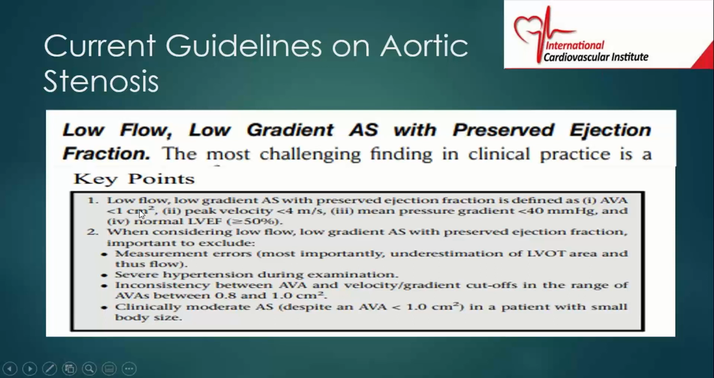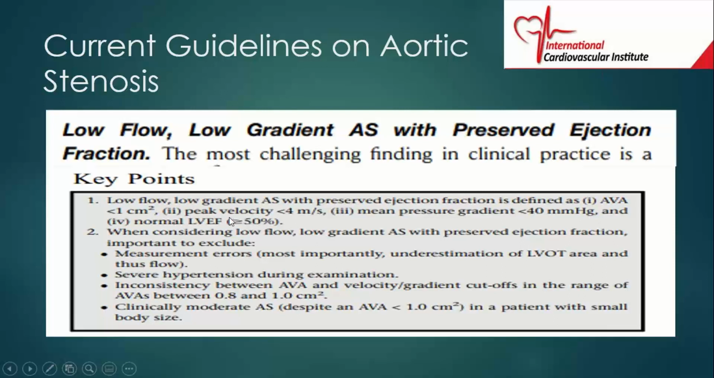So the definition for low flow, low gradient with preserved ejection fraction now is: if the valve area is less than 1 centimeter squared, the peak velocity across the aortic valve is less than 4 meters per second, the mean gradient is less than 40, and the ejection fraction is greater than or equal to 50%.